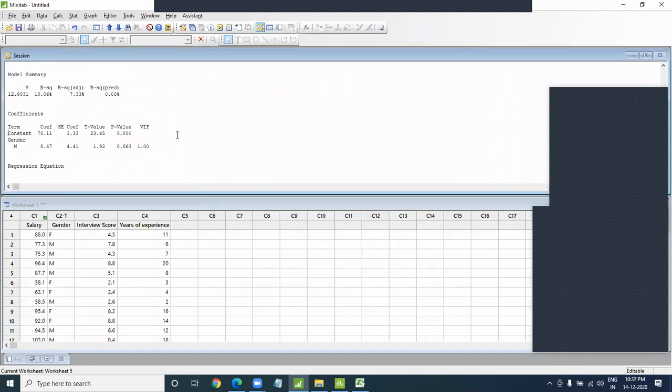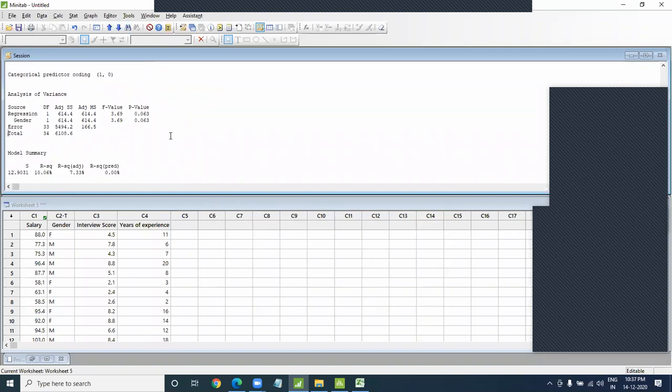Well, let's go back here. And so the gender one, this is null. We do not have evidence to reject the null, and so there is no relationship here. We can't confirm that there is a gender-based relationship with salary. So gender has no role to play in the salary decision.